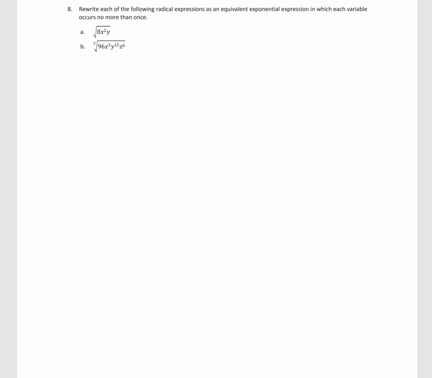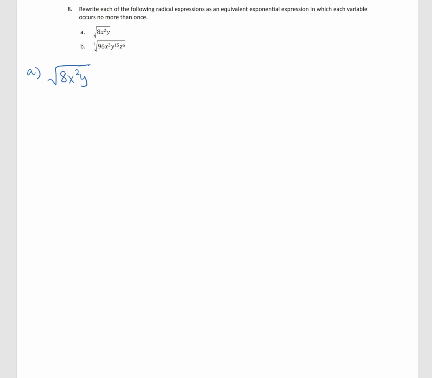Question 8 of part 2 says, rewrite each of the following radical expressions as an equivalent exponential expression in which each variable occurs no more than once. So part A has the square root of 8x squared y.